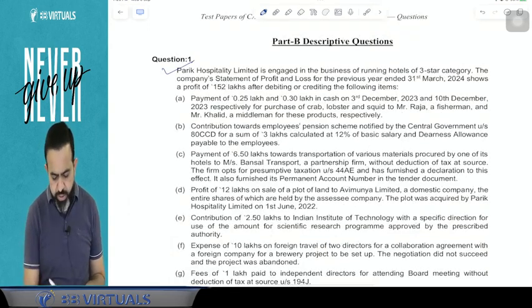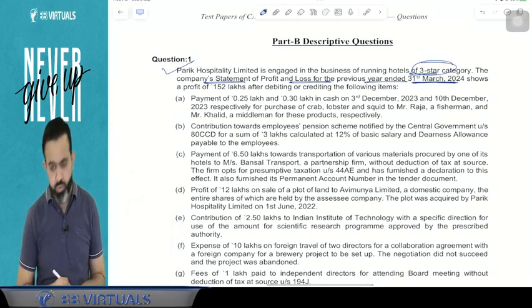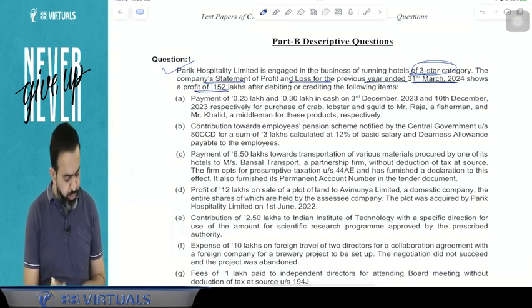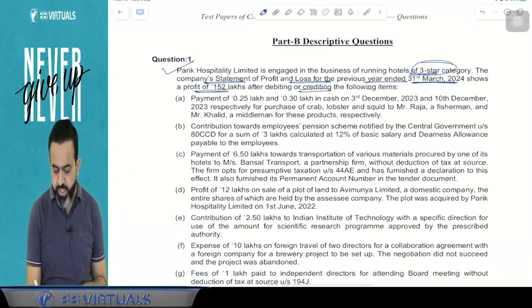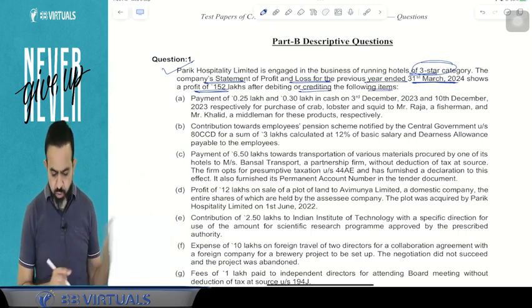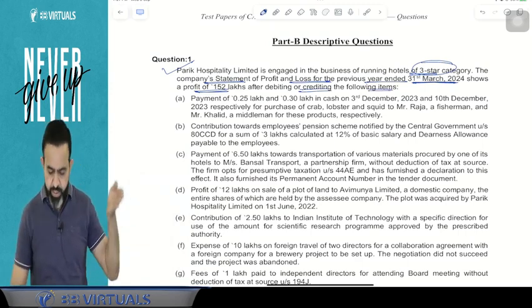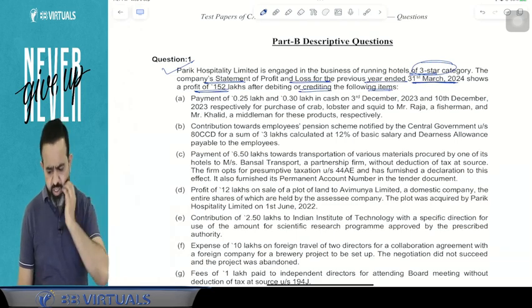So Pratik Hospitality Limited is engaged in the business of running a hotel of the 3-star category. The company's statement of profit and loss for the previous year ended 31st March 2024 shows a profit of 152 lakh after debiting and crediting the following items. So guys, here Pratik Hospitality is one company. They are engaged in a 3-star hotel.